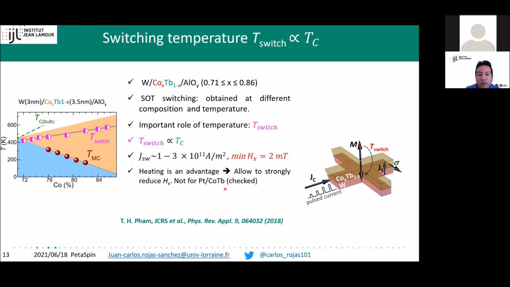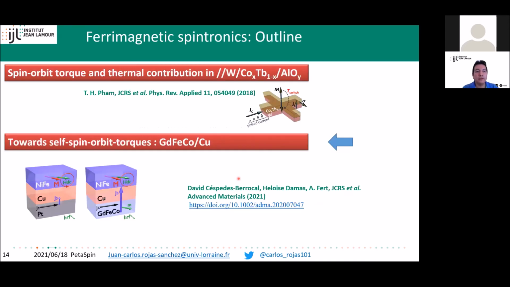We have not reported our results, but we have also studied platinum cobalt terbium bilayers. And in this case, because most of the current flows in the platinum, we don't heat the cobalt terbium strongly, so we need more in-plane field to get the spin-orbit torque switching in this bilayer. So my message here is that this tungsten cobalt terbium is quite robust and very reversible for spin-orbit torque switching. That's the message I want to show you in this experimental work in the first part. Now I move to the second part.